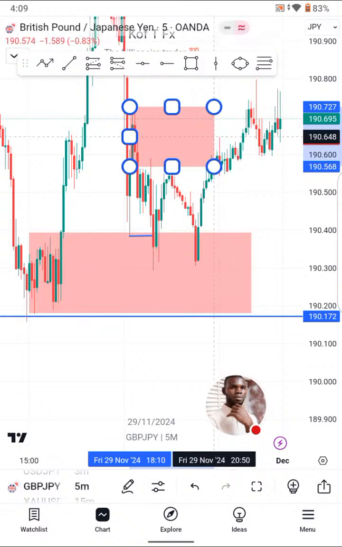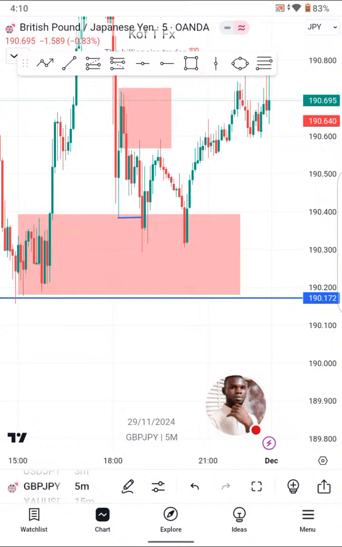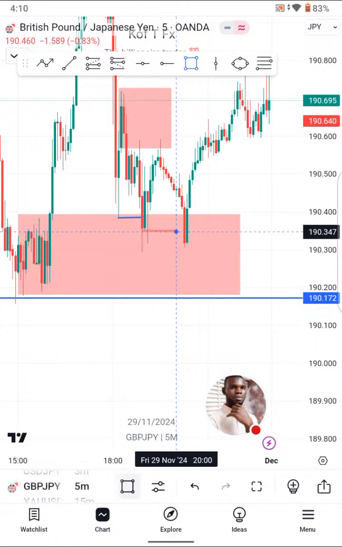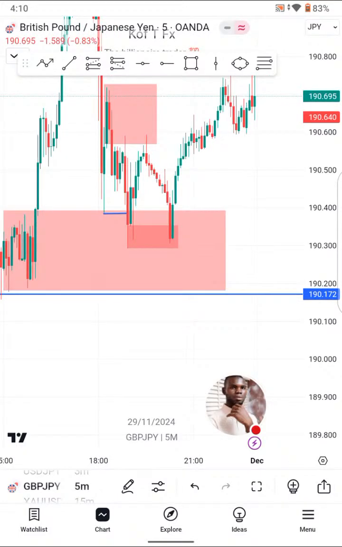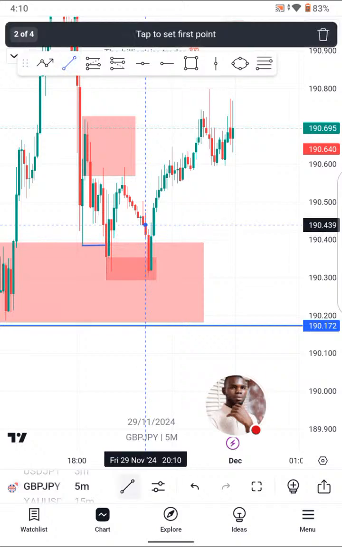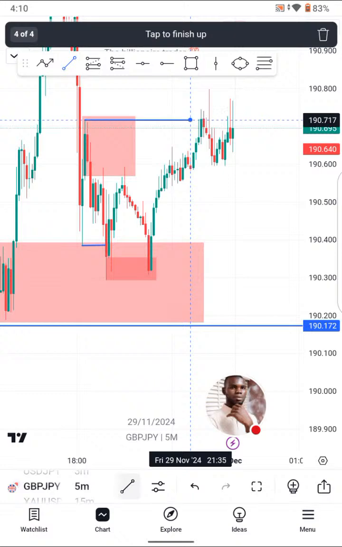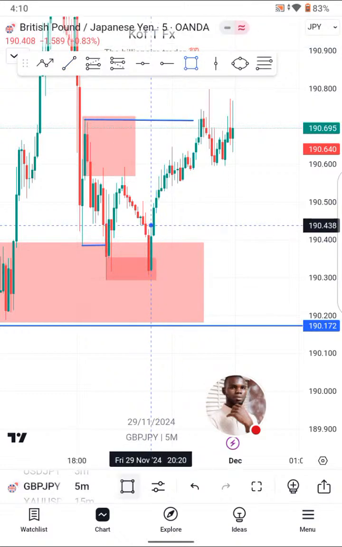Okay, so after mitigating that level, what we have is price coming back to this area, this demand zone. This will be visible on lower time frame, coming back into that demand zone and invalidating this supply zone. After invalidating that supply zone, I'm expecting the price should come back.